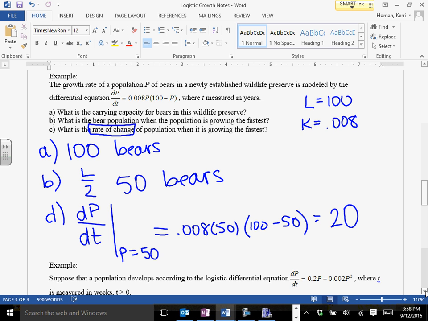And what is our label? I hope you said bears per year. It is a rate, dP/dt, so bears per year. This is the fastest rate. After we hit 50 bears at 20 bears per year, this rate will begin to slow down.